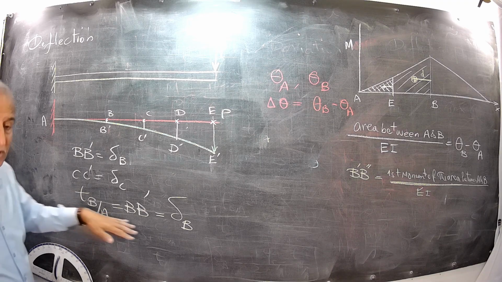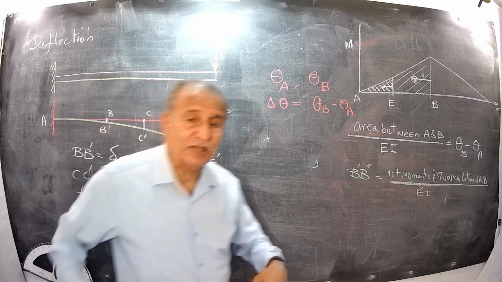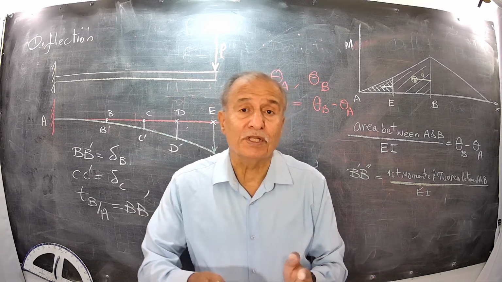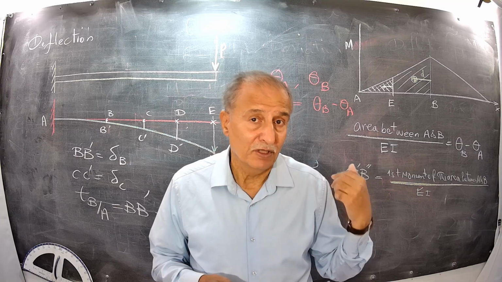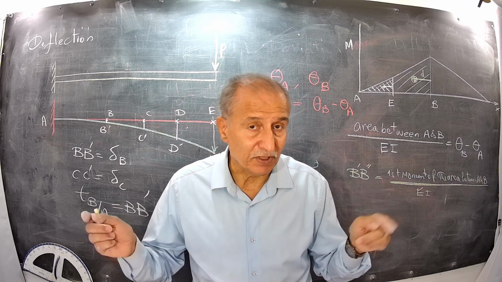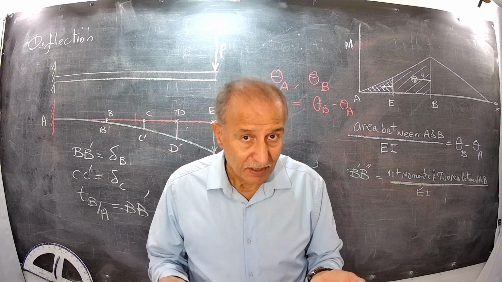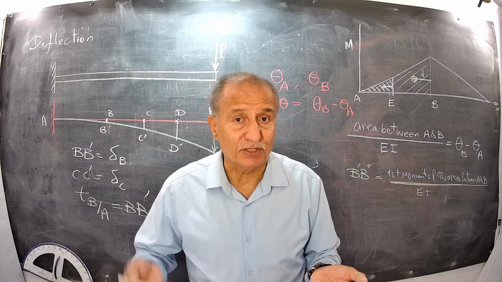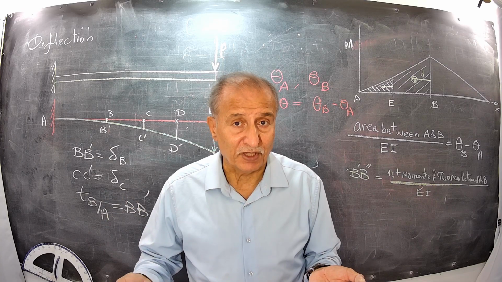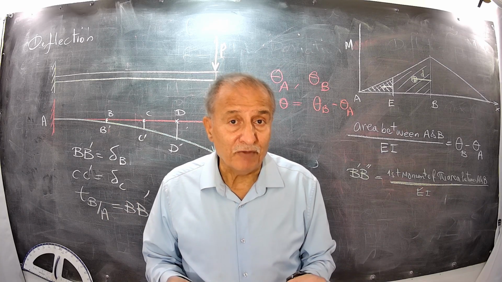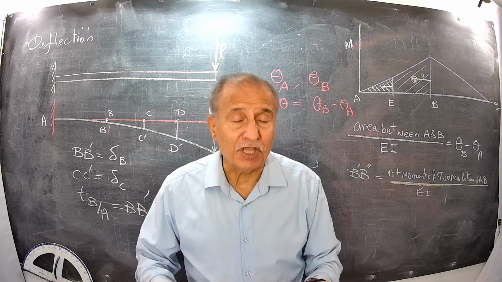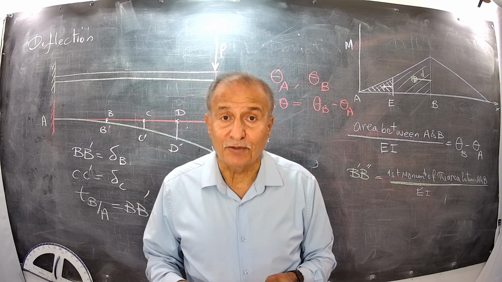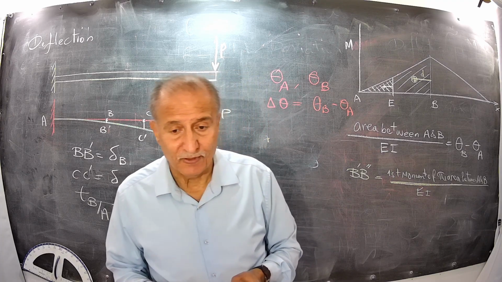This is why we do not need geometry here. If you calculate deviations, use the second theorem: the first moment of the area under the moment diagram between 2 points, divided by EI, the modulus of elasticity times the second moment of area of the cross section, gives you the deviation. And this deviation is equal to the deflection at that point for a cantilever beam. Okay?